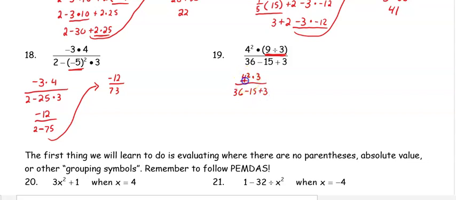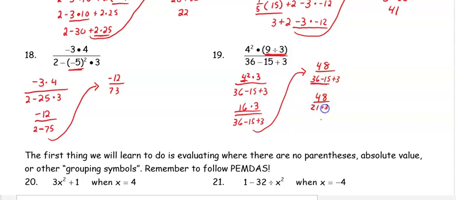Next, we have our exponent of 4 squared. So we have 16 times 3 over 36 minus 15 plus 3. We have a multiplication of 16 times 3, which gets us 48. So we have 48 over 36 minus 15 plus 3. Then we can subtract. So we have 48 over, when I subtract this, I get 21 plus 3, which gets us 48 over 24. Now, in this case, our fraction reduces because 48 is divisible by 24, so we would end up with 2.